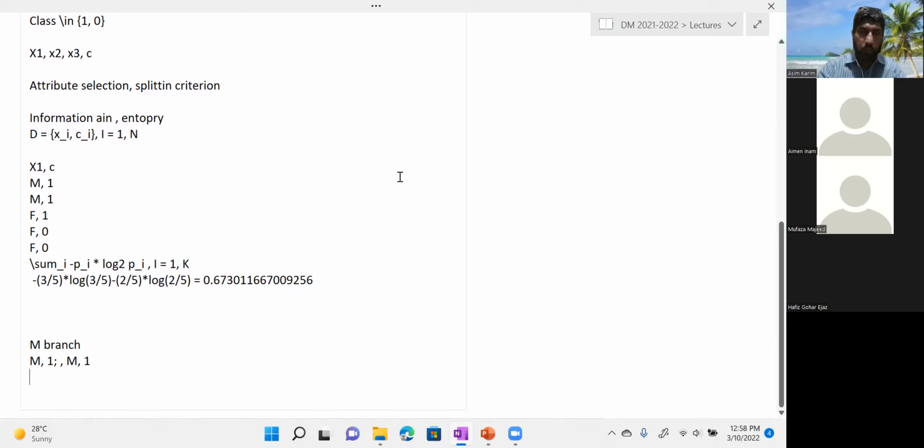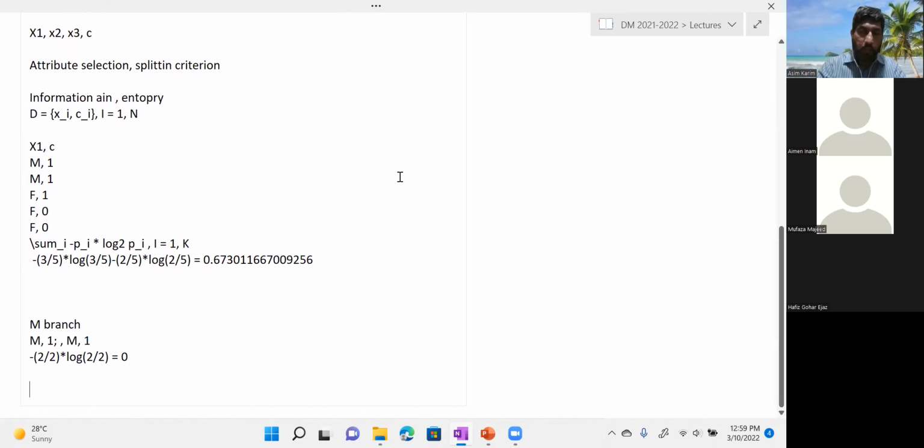So if I wanted to compute its entropy, this would simply be, basically there are 2 examples belonging to the same class. So minus 2/2 into log 2/2. So you get an entropy of 0, which means that it is homogeneous. Okay?